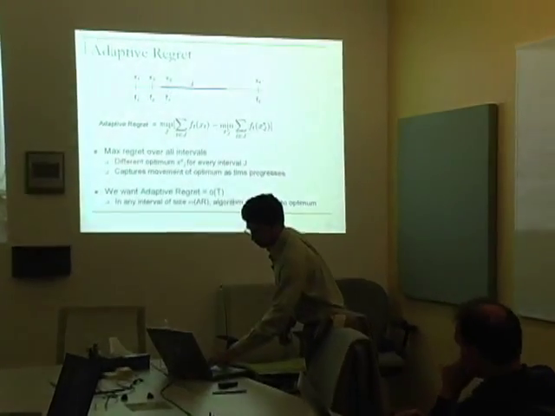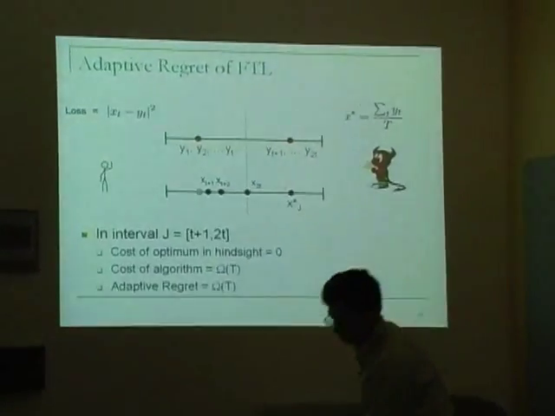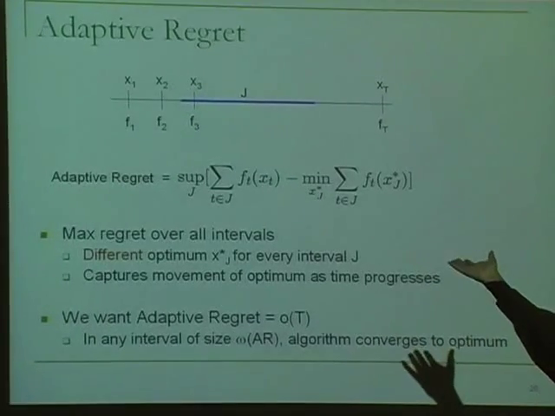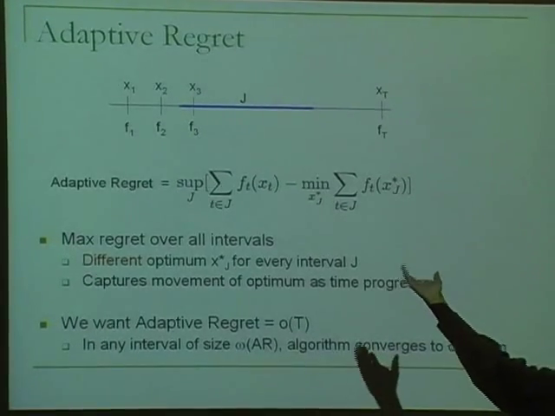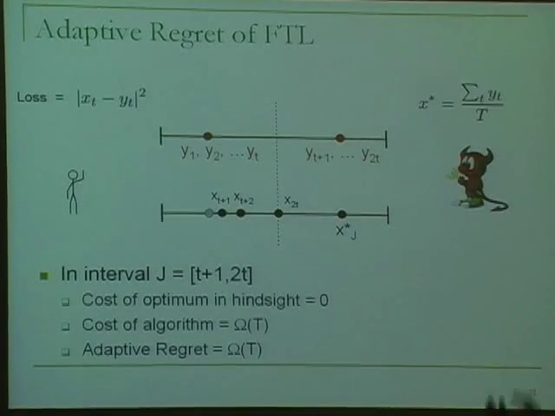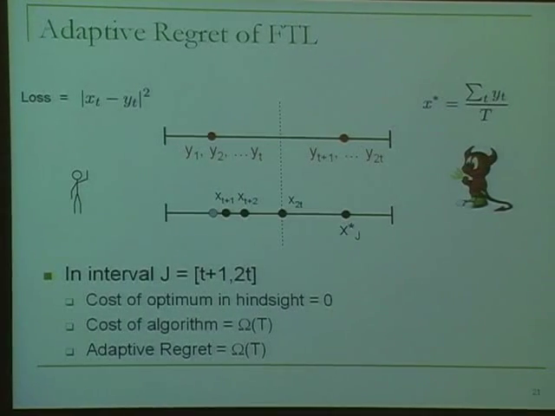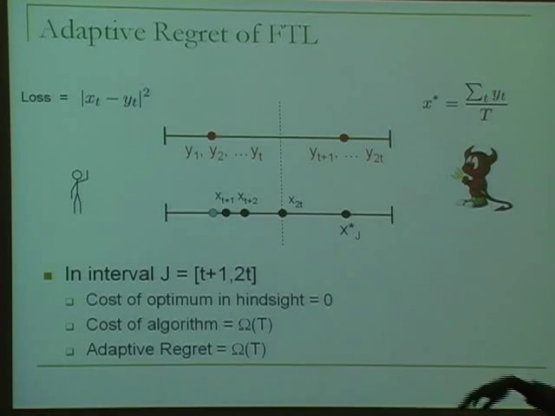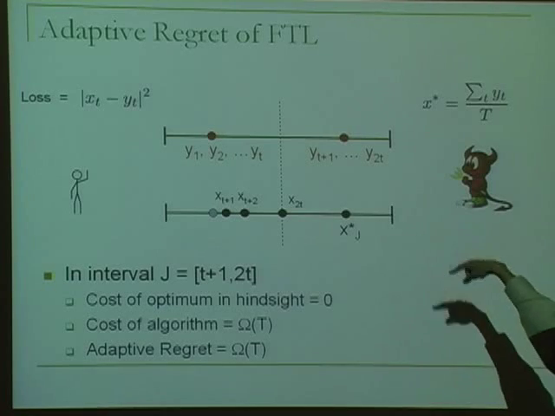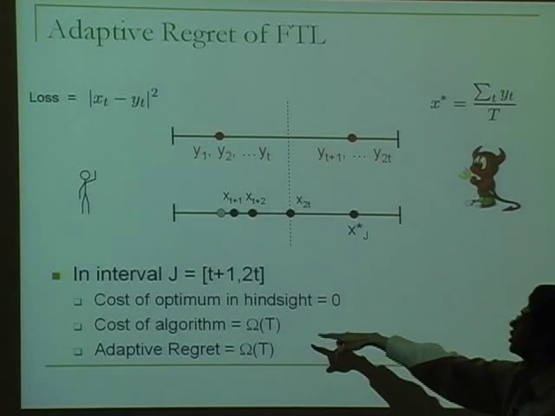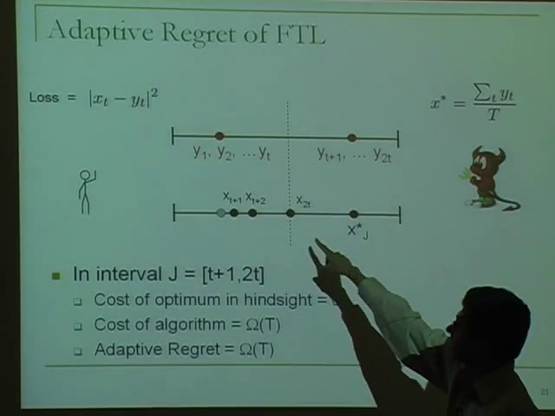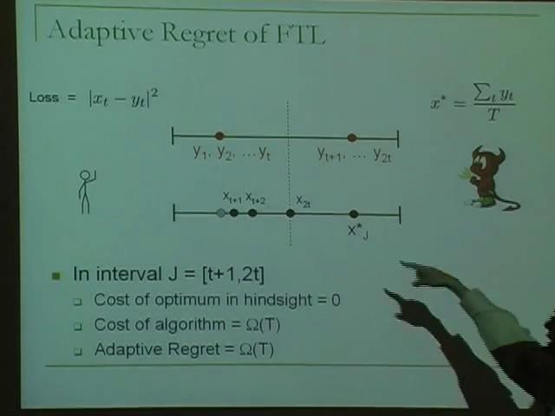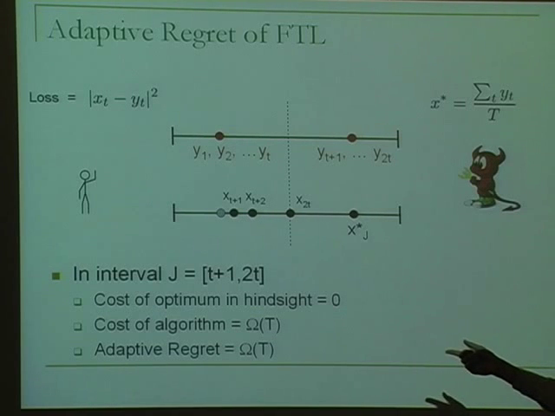Right. So our game is to give algorithms for this which minimize this quantity. And just to give you an example in the square loss case, if you look at the interval t plus 1 to 2t, which is the latter half of time, the cost of the optimum in hindsight is 0. Our cost happens to be omega of t because we keep playing in that region. I mean, the cost of follow the leader. And therefore, the adaptive regret here is omega of t, which is terrible.